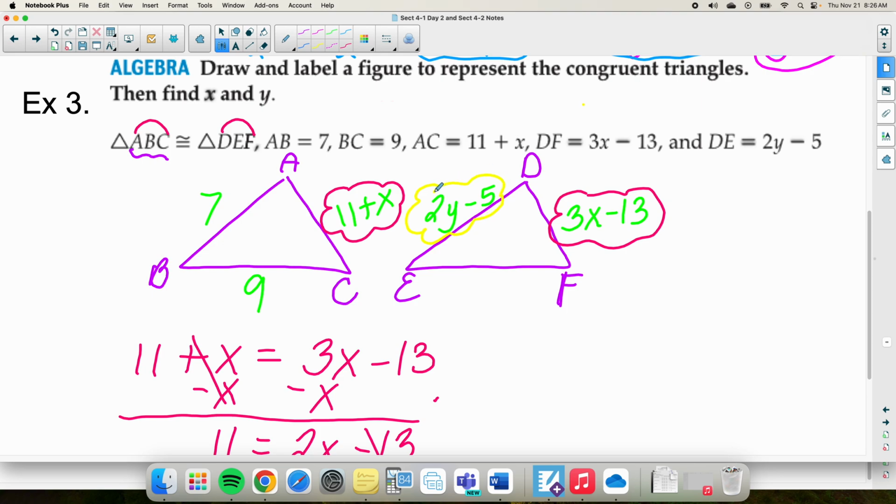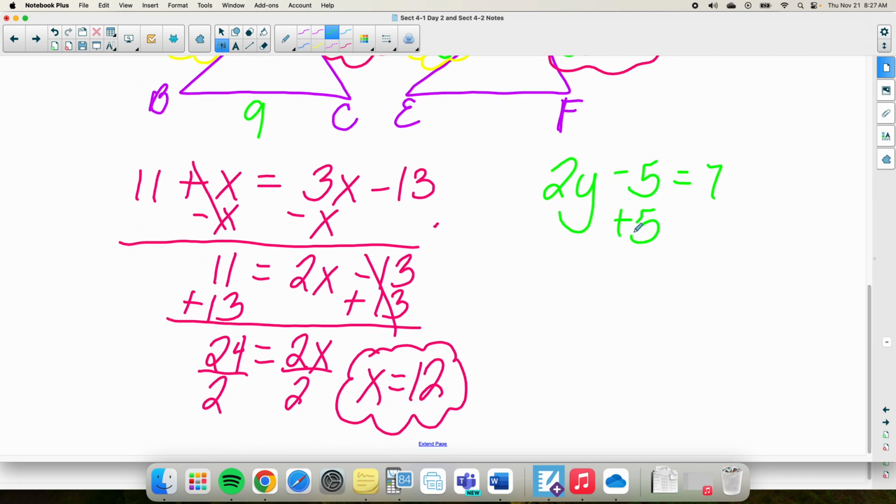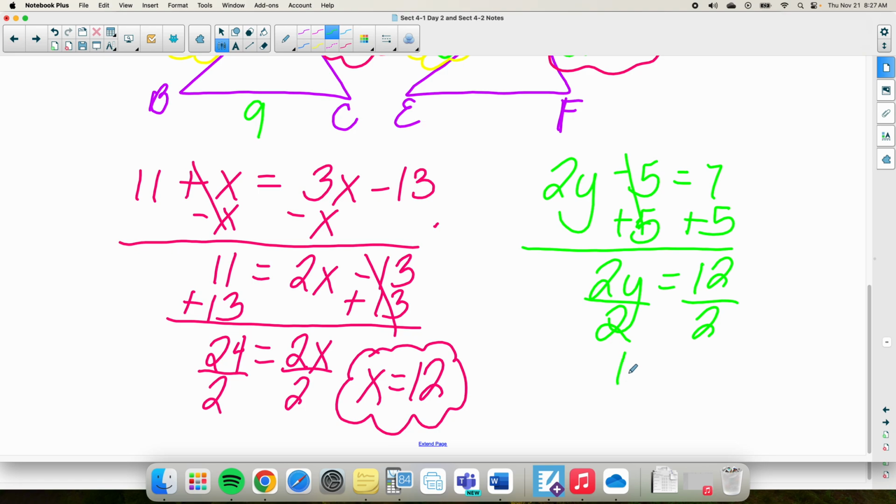That is DE. And DE is the first two letters of this, so that would equal AB, which is the first two letters of ABC. So those two are going to be equal. So what I can say there is 2y minus 5 equals 7, and then I can go ahead and solve that. Add 5, and I would get 2y is 12, divide by 2, and y is 6.